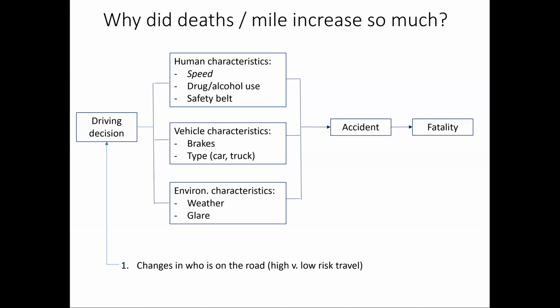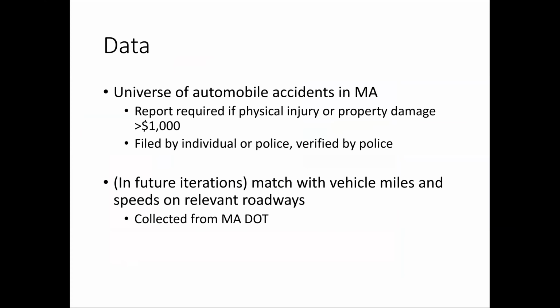So what I want to think about here is how much of what's happening in terms of more deaths per mile driven is changes in who's on the road. That is, maybe it's still high-risk vehicles that are on the road, and changes in the driving behavior, in particular speed, although I'm happy to include the others as well, that might influence both the accident probability and the probability, conditional on an accident, that it turns out to be a fatal accident. So that's what I want to try and look at.